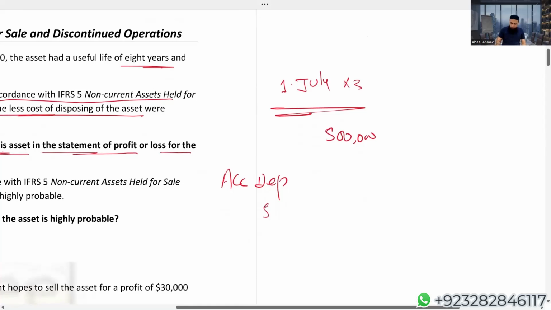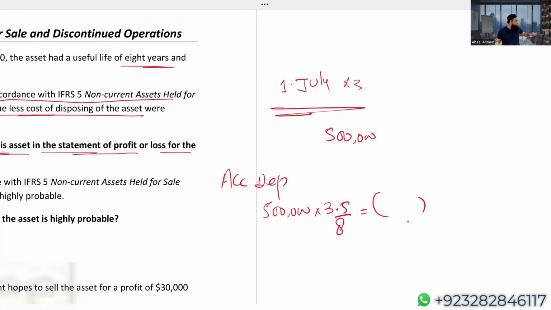I'll take 500,000, multiply by 3.5, divided by 8. That will give you directly the accumulated depreciation of 3.5 years. Since there is no residual value, I did not deduct any residual value from 5 lakh. Any answer? Okay, the answer I'm getting is 218,750. So 5 lakh minus 218,750.